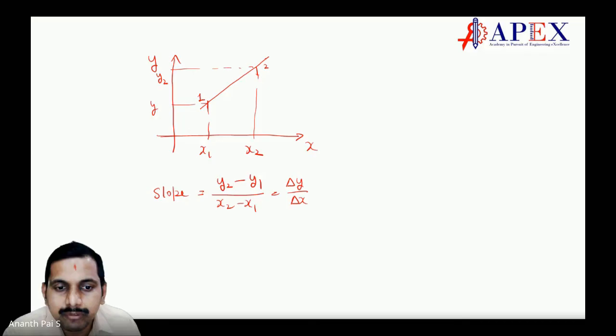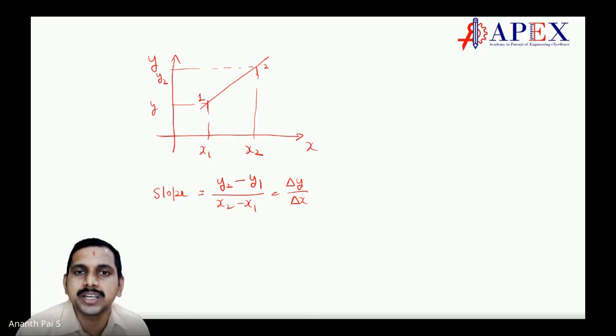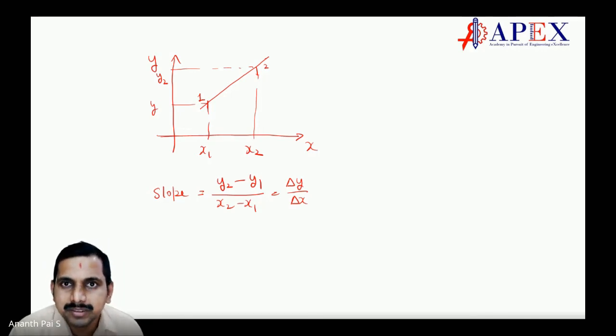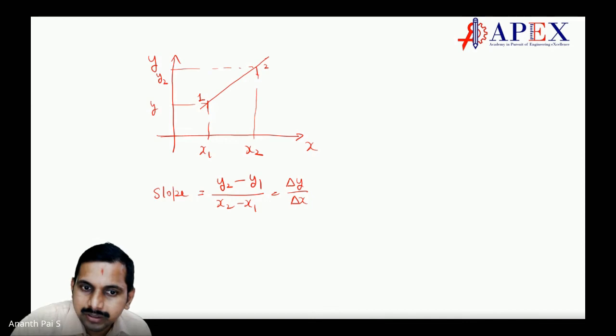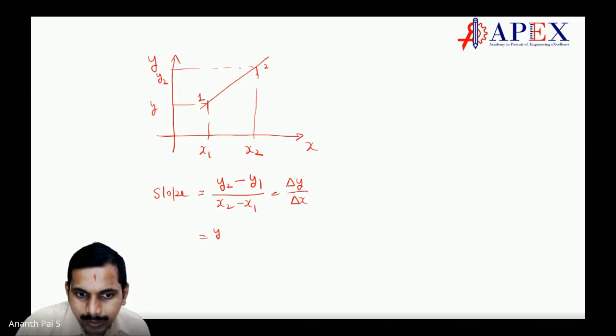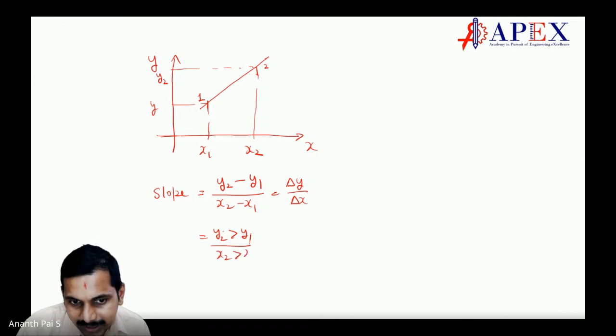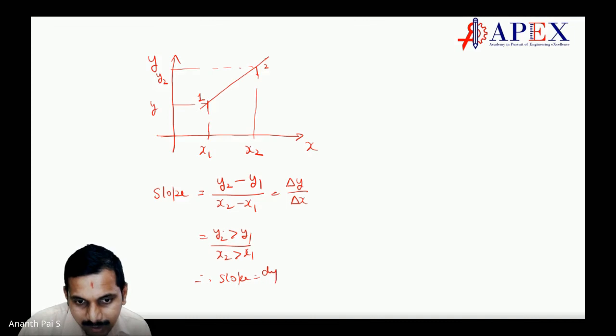Yes, sir. Here y2 is greater than y1, x2 is greater than x1. So slope is positive. Correct? Now let us see why it is so. Because y2 is greater than y1, x2 is greater than x1, so slope is equal to dy by dx, which is positive.